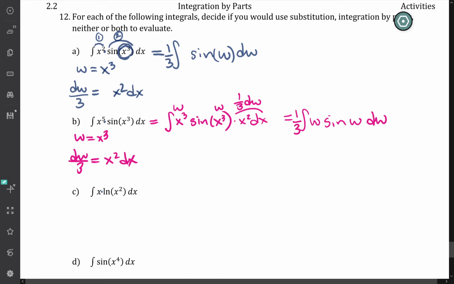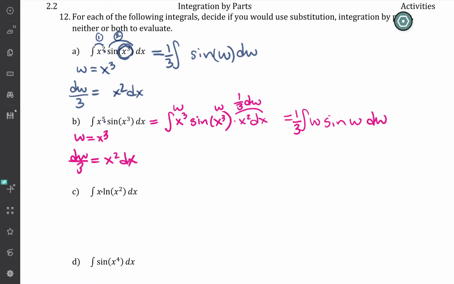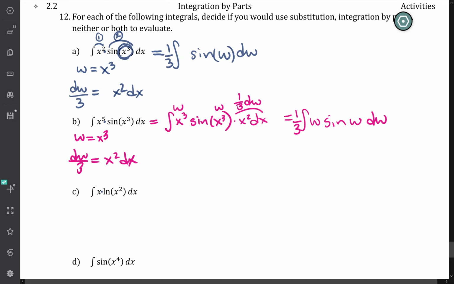This is not a basic function, but this is way less messy than what I started with, and this is a fairly basic integration by parts. So now I would say algebraic trumps trig or exponential. So let's let u be w and dv be sine w dw, which means v, derivative of cosine, is minus sine. Okay, so that should turn it into something nice.